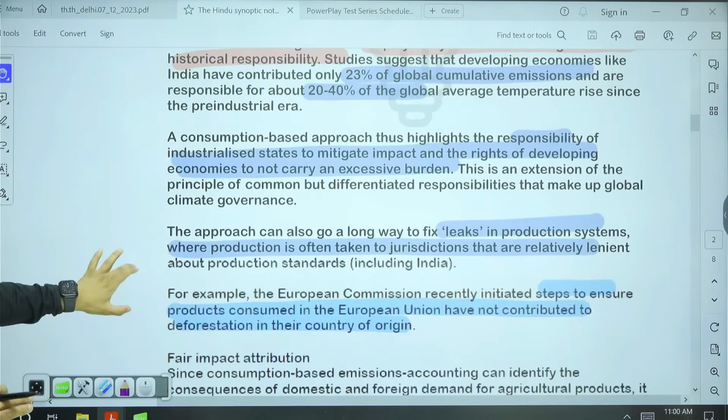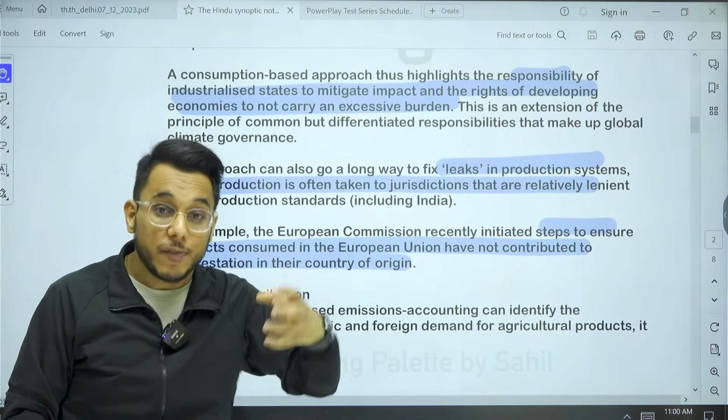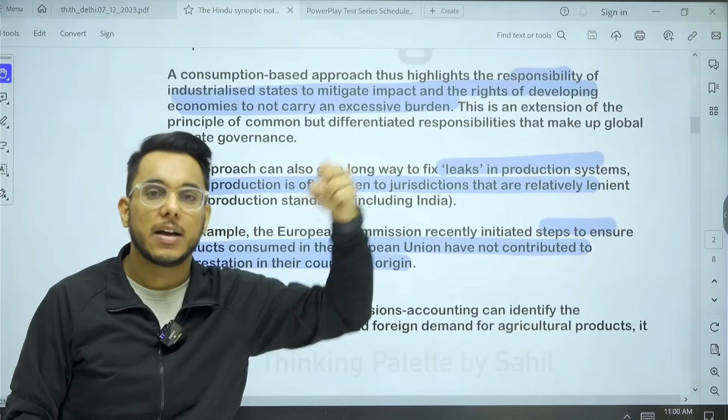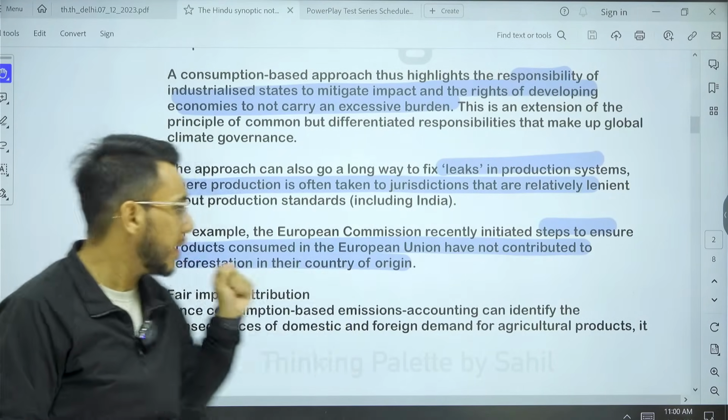So basically, we need to fix the leaks that are there. And we need to fix this responsibility and put it onto the developed consumeristic nations. So therefore, the consumption-based accounting method is being suggested.